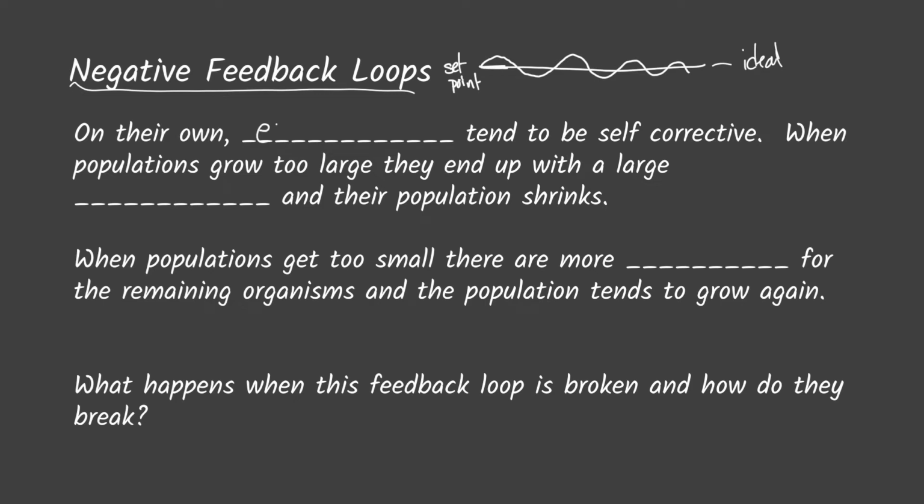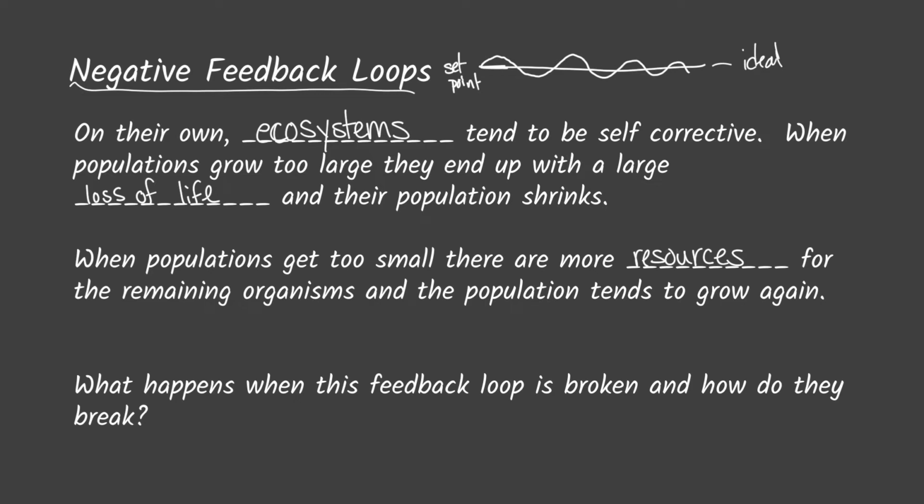So on their own, ecosystems tend to be self-corrective. When populations grow too large, they end up with a large loss of life, usually due to starvation, although when population density increases, disease increases as well, and their population shrinks. When populations get too small, there are now more resources, more food, more space, more shelter for the remaining organisms, and that population tends to grow again.